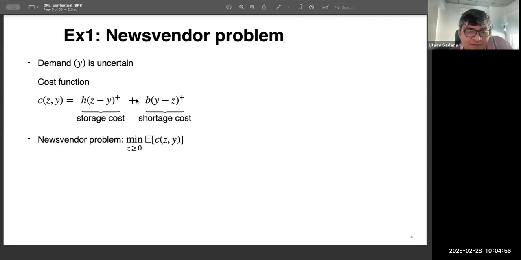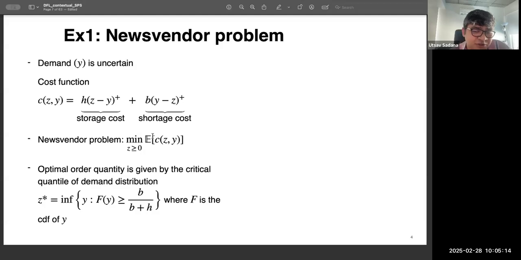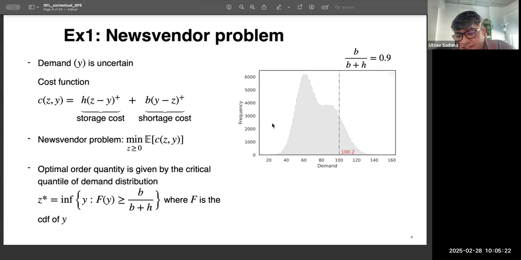Now, a newsvendor would solve this stochastic optimization problem and find the optimal z. If this expectation, or the true distribution of y, is not known, you would replace this expectation with the empirical average. We already know that the optimal solution for this problem is given by the critical quantile. So basically, if the distribution of demand is given here and b divided by b plus h is 0.9, then the optimal order quantity is given by the 90th percentile.